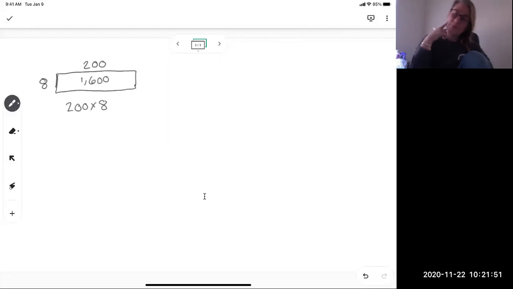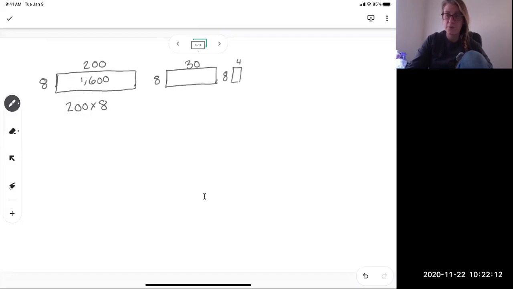So going back to our previous problem, we had 2 other rectangles. One that was 30 times 8, and one that was 4 times 8. So we have the area of 3 rectangles that all have the same width. So let's combine all 3 of these rectangles together.